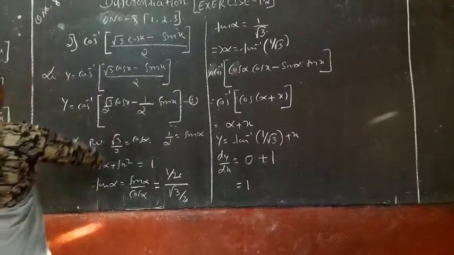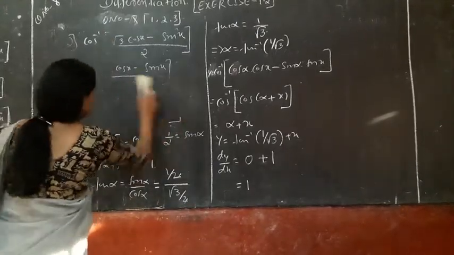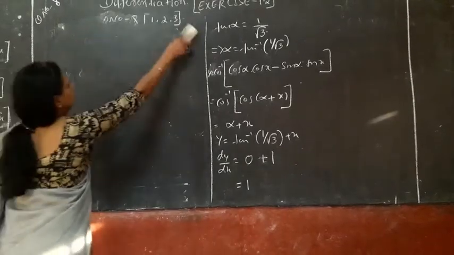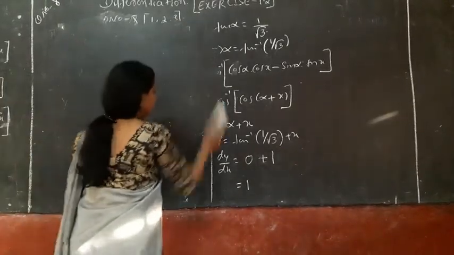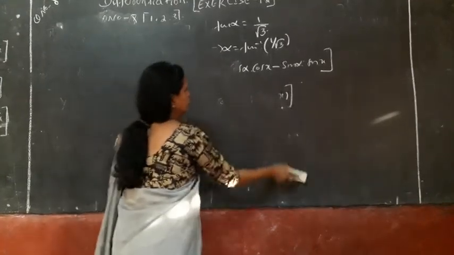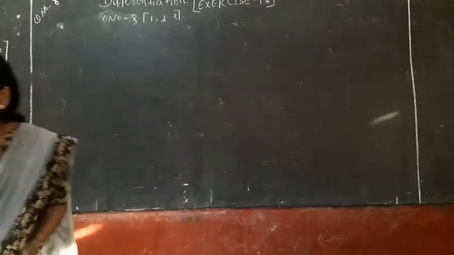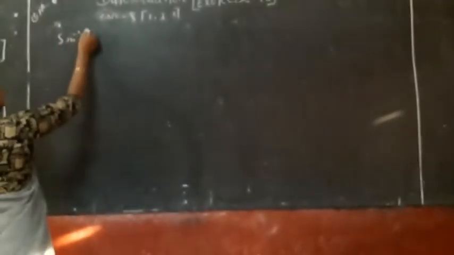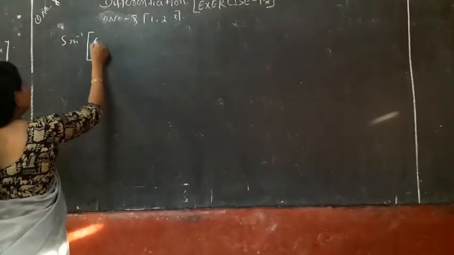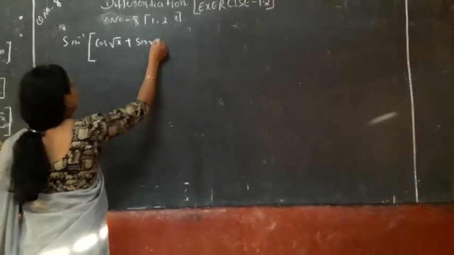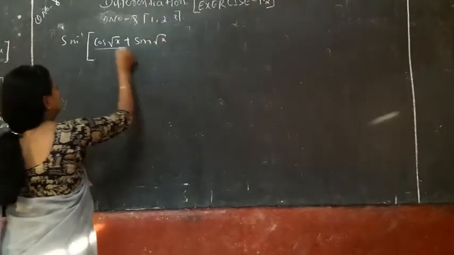Next, consider the third example. That is sin inverse of (cos root x plus sin root x) divided by square root of 2.